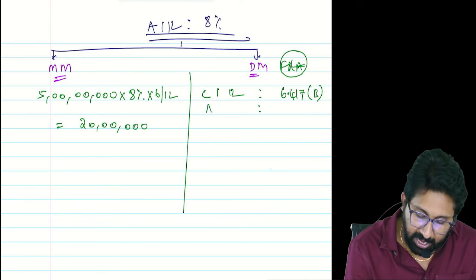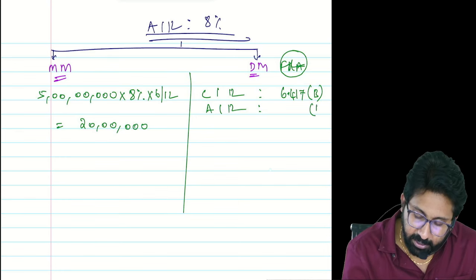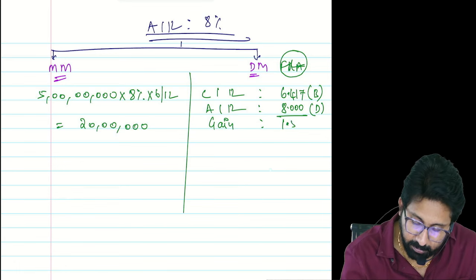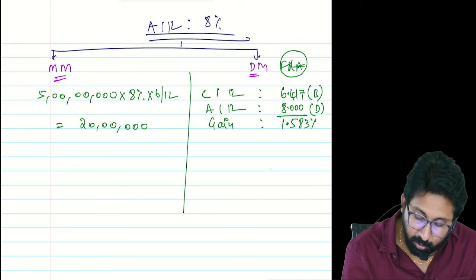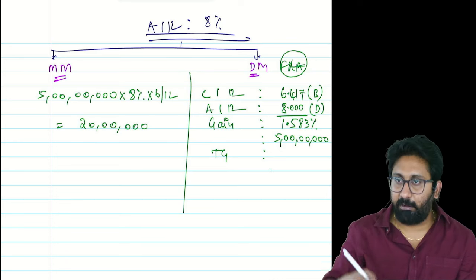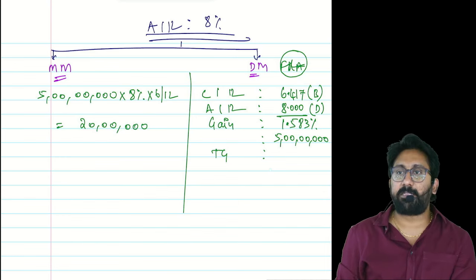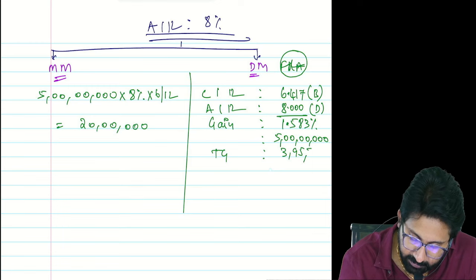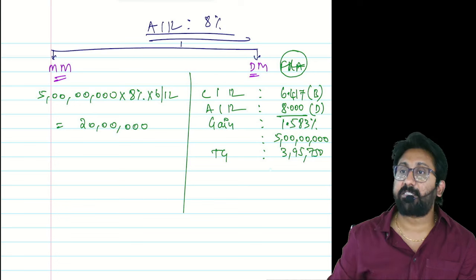Now tell me. The actual interest rate will be what rate? Deposit rate. Deposit is made at what rate? 8%. Am I having a gain or loss? Gain. Tell me. 1.58%? 3 rupees a percent. What is the amount? 5 crore. Tell me what is the total gain? 5 crore into 1.583% into 6 by 12. 3,95,007. Is it gain or loss?